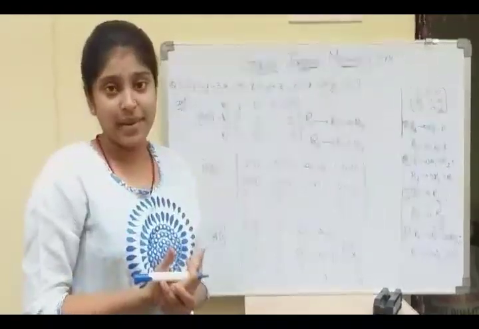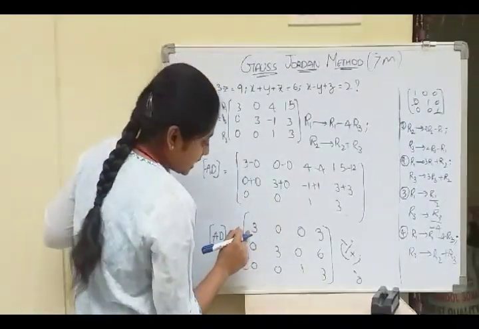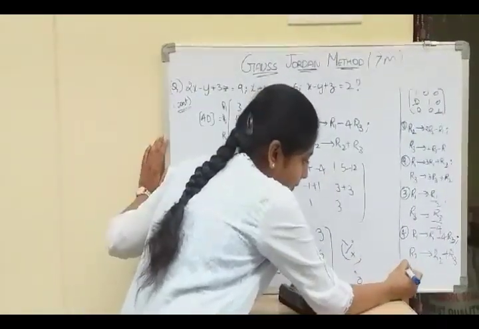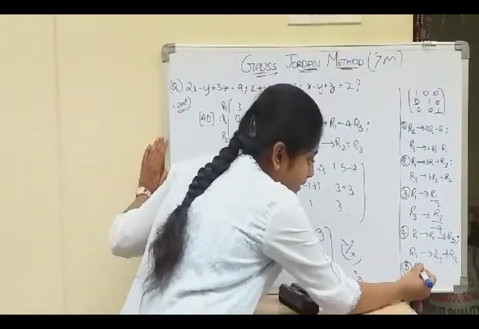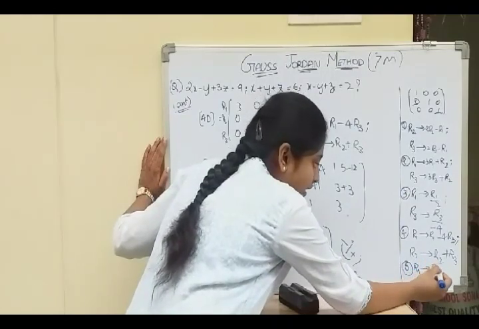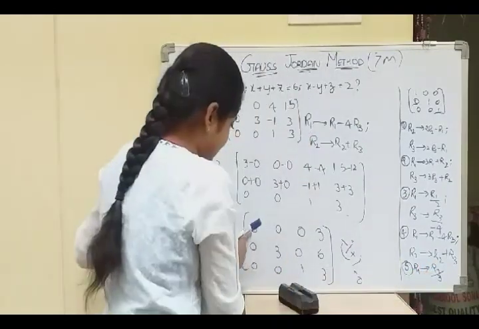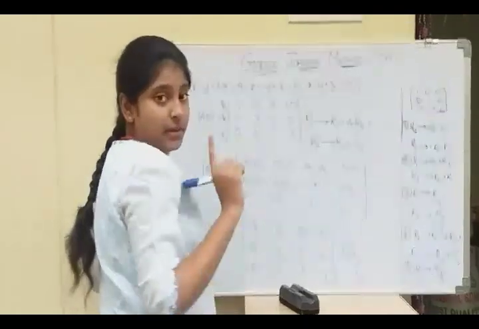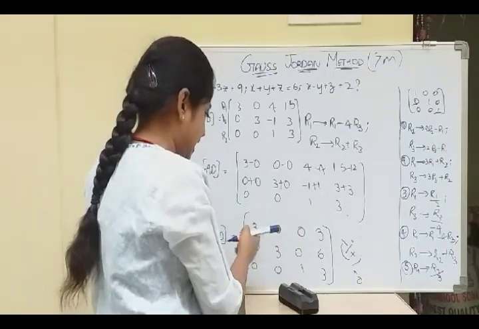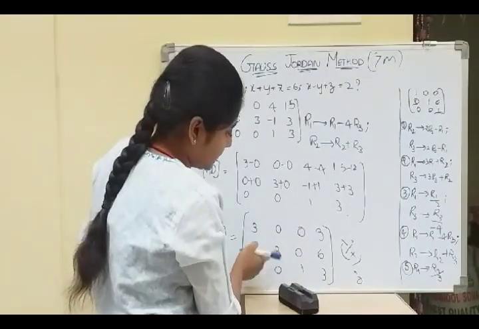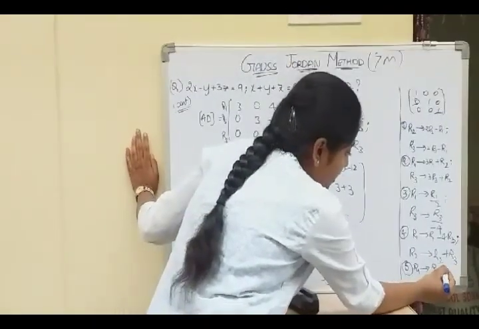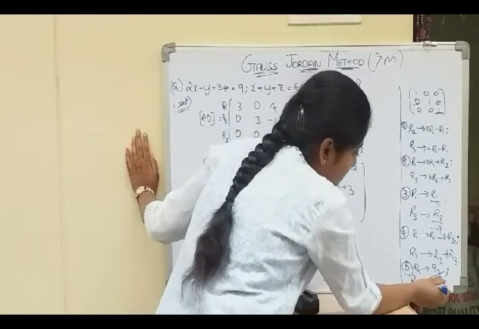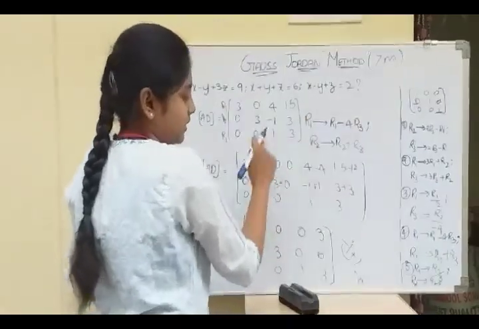So the next step, the fifth step, I will write here: row 1 gives rise to row 1 divided by 3. Here we have 3. To make this 1, 3 by 3 will become 1, so we will divide with 3. Row 2 also we need to divide with 3. So, row 2 gives rise to row 2 divided by 3. I will write this step here clearly.